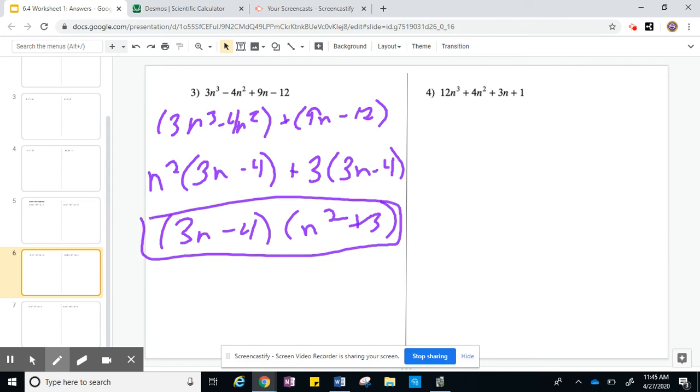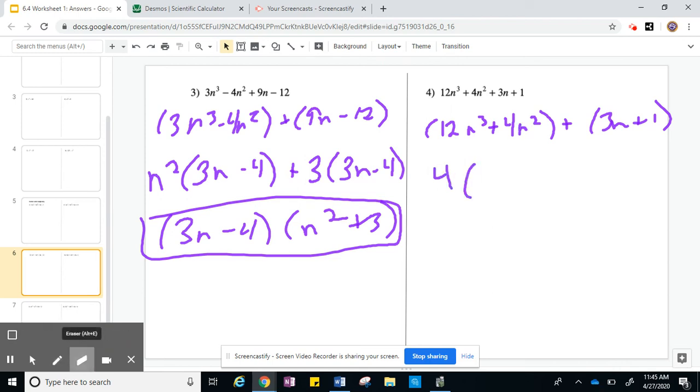All right, so number 4 here, we group together this, and then group 3n plus 1. All right, so this first set of parentheses, we have a 12 and a 4, so I can take a 4 out of both of those.